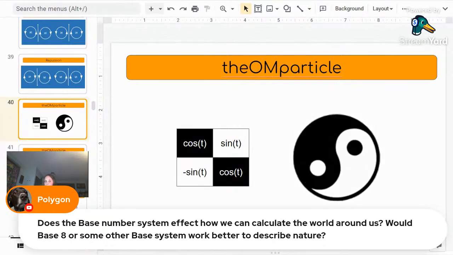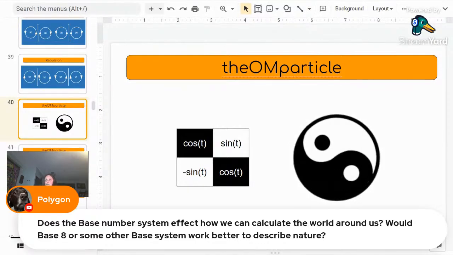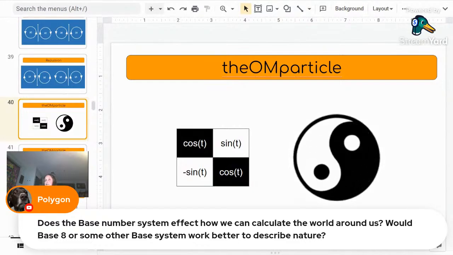Base 8, anything. Base 2, of course, is good for computers. So I am a big fan of the binary system. I think the binary system might actually be closer to helping us understand nature than base 8 or base 10 or base 16 or base 60. I think the Babylonians had base 60. And 60 is a wonderful number. 360, we use 360 degrees in a circle.